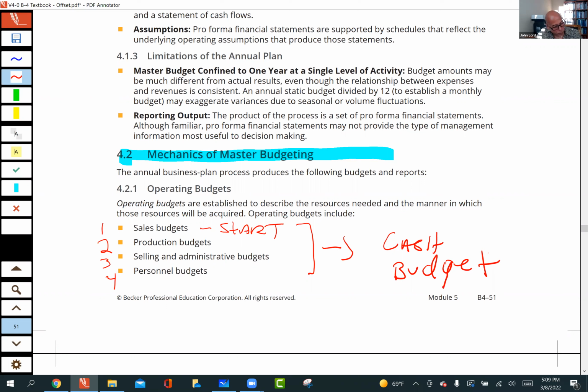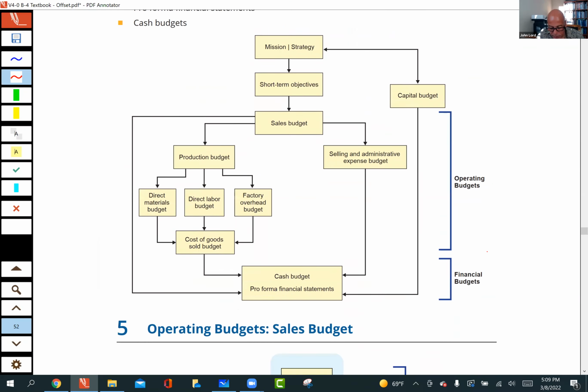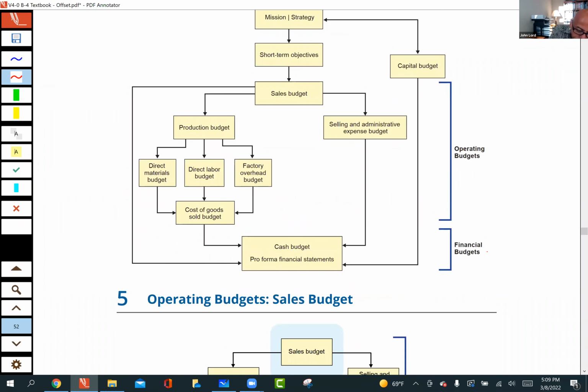Now you can see once again, in a schematic here, I guess, for lack of a better word, the first thing is the sales budget. From there flows our production budget, and there we have to consider the direct materials, direct labor, and our factory overhead. We come out with our selling and administrative budget, and then we ultimately have our cash budget. But we start with the sales budget.